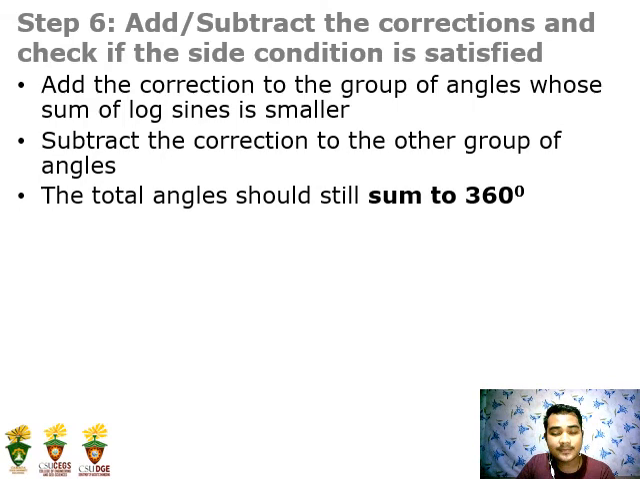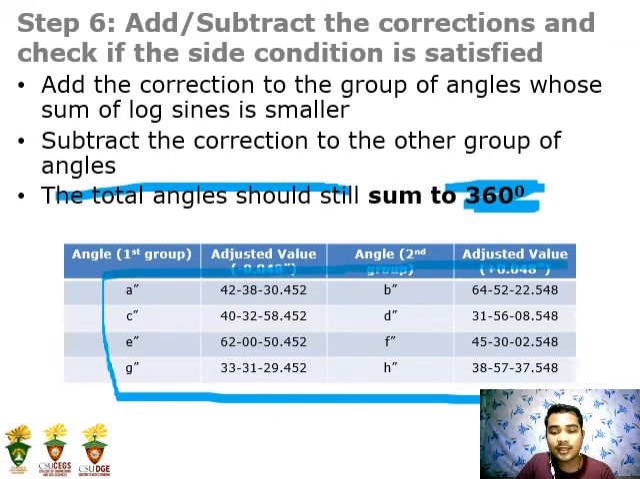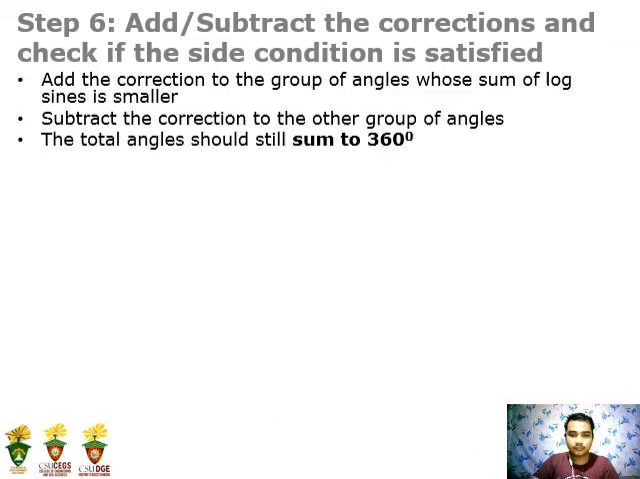Next thing in step 6 is to get the total angles, and the interior angles should still be 360. So if we add the adjusted angles from the first group and the second group, all of them, it is going to be 360 degrees. So after getting the total angles of the quadrilateral, it should be 360 degrees, and this proves that it is indeed 360 degrees.